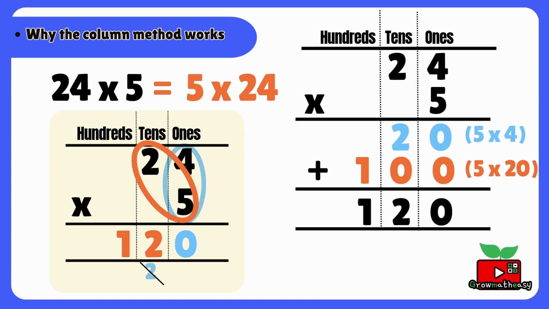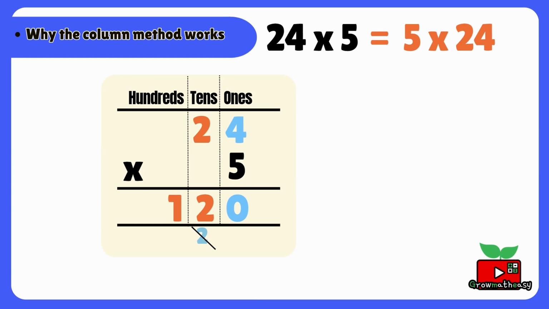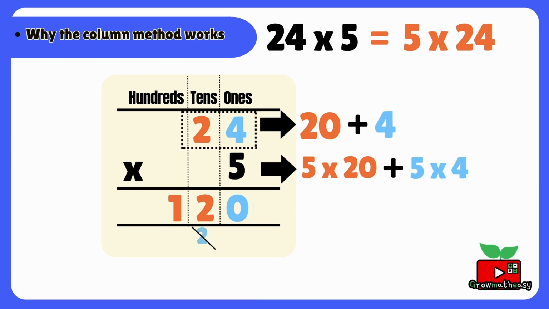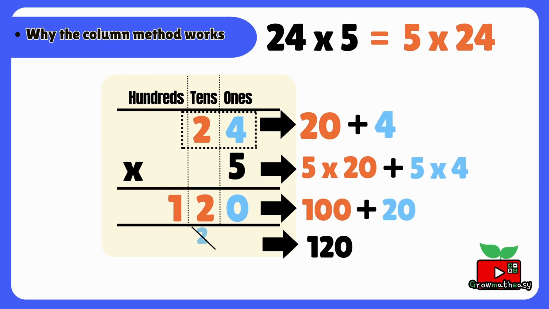So here's the idea behind the column method. We break the top number into tens and ones, multiply each part, and then add them up. That's exactly how you multiply a two-digit number by a one-digit number using this method. Pretty cool, right?